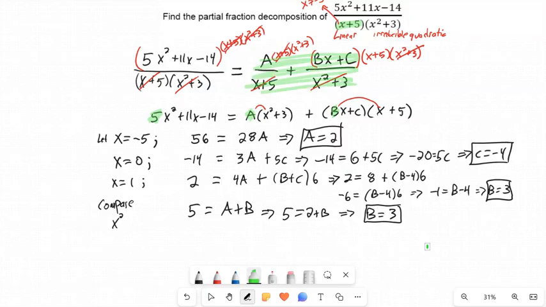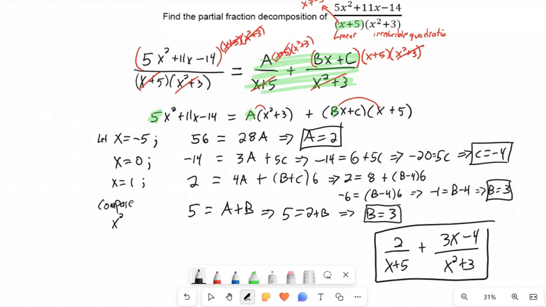Now for the final answer, we want to write our guess as a, 2 over x plus 5, plus bx, 3x plus c, minus 4 over x squared plus 3. And this is the partial fraction decomposition of our initial question.